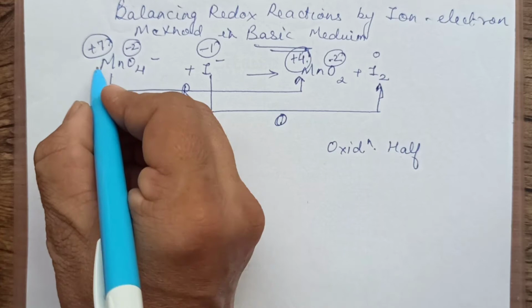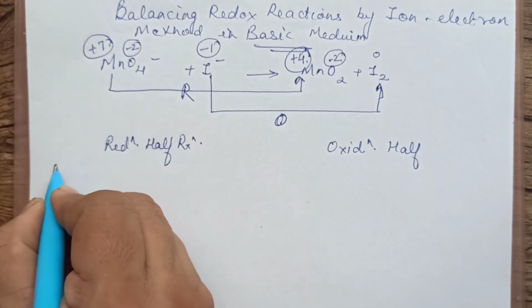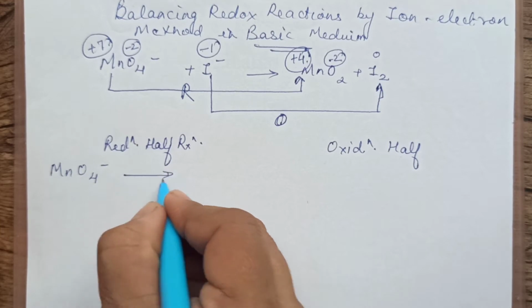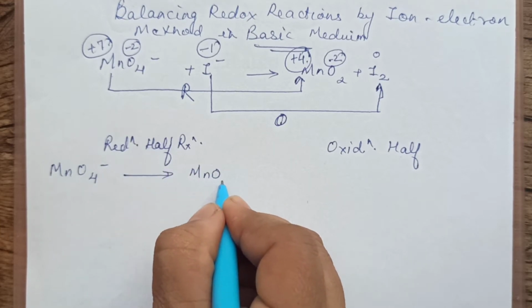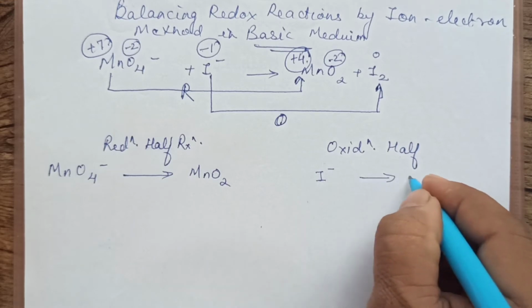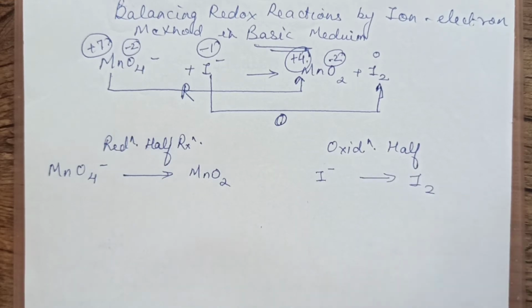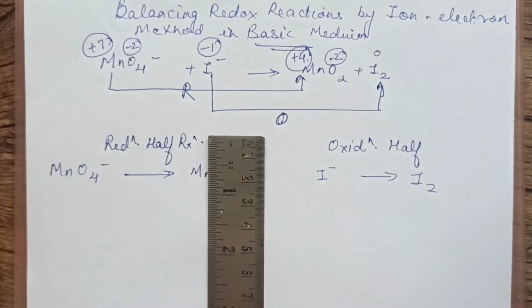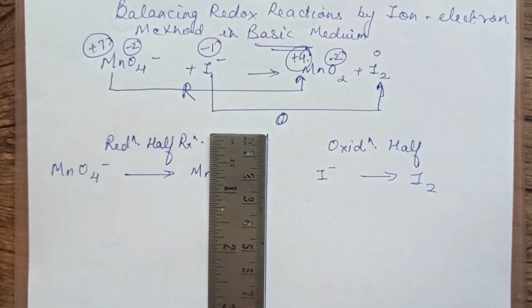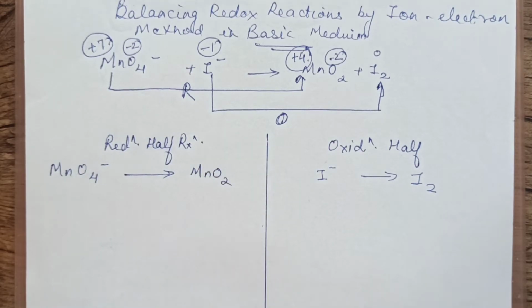So there will be two halves. What is the reduction half? This whole species we will write: MnO4 minus is forming MnO2. And what is the oxidation half? I minus is forming I2. Okay, I have discussed the rules in the previous video. Now what we will do is draw the line in between.